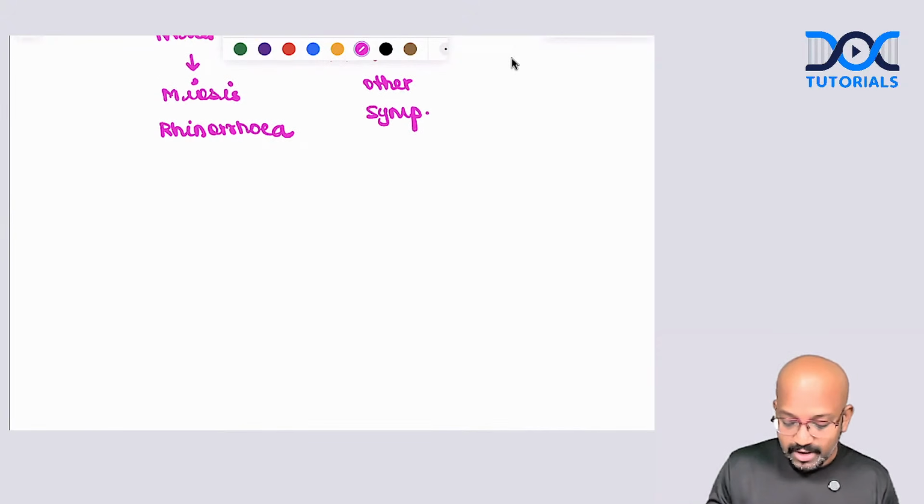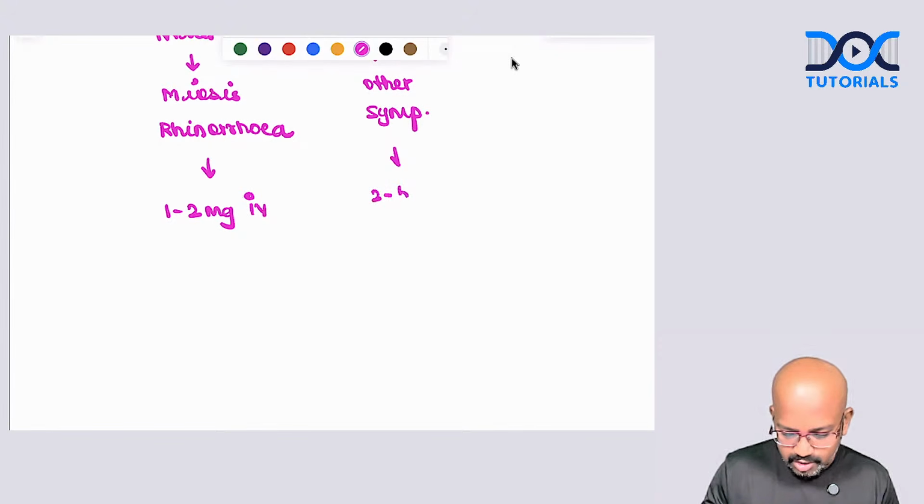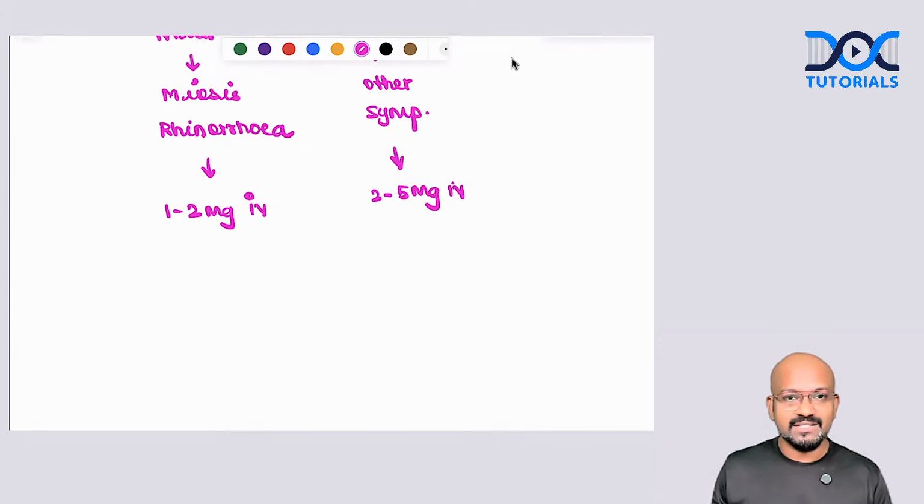What's the take-home point? Why do we need to classify that? Because for a mild case, we have to start administering atropine at a dose of 1 to 2 milligrams via IV route. Whereas if it is moderate to severe, we have to go with 2 to 5 milligrams via IV route. Sir, are the doses necessary or not?